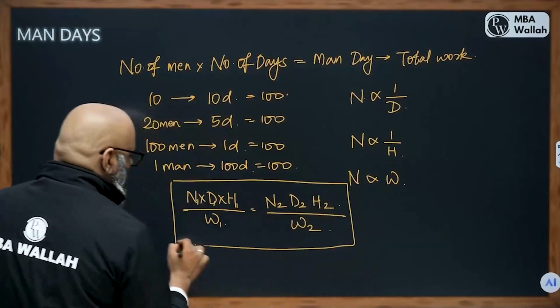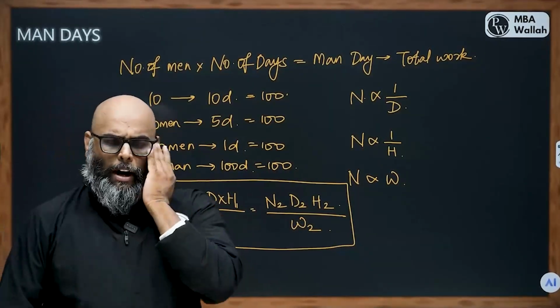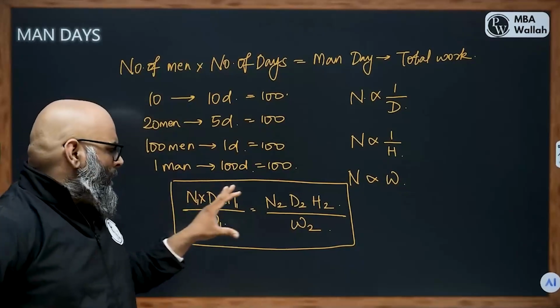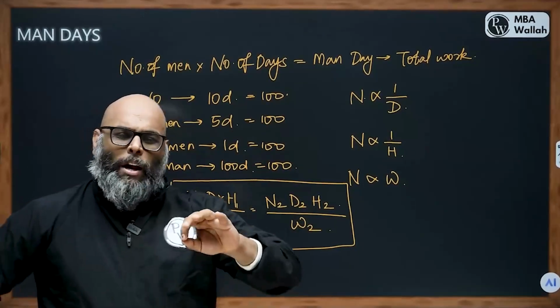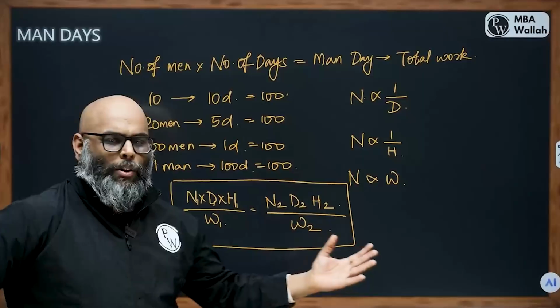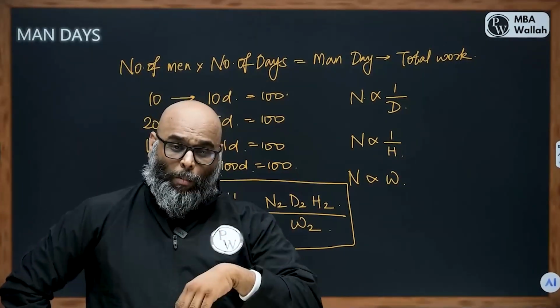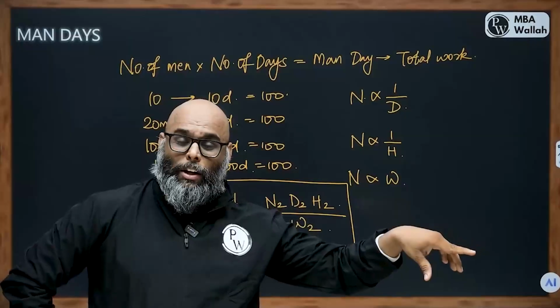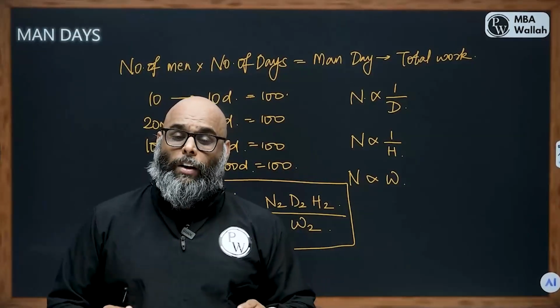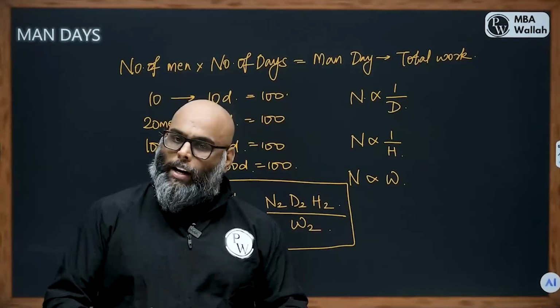This is the formula that we use to solve man days. This is for case 1, this is for case 2. We plug in that concept, everything falls in place. You have to understand the number of people working in a group and the number of people working in the other group, they all work with equal efficiency by assumption, by default.